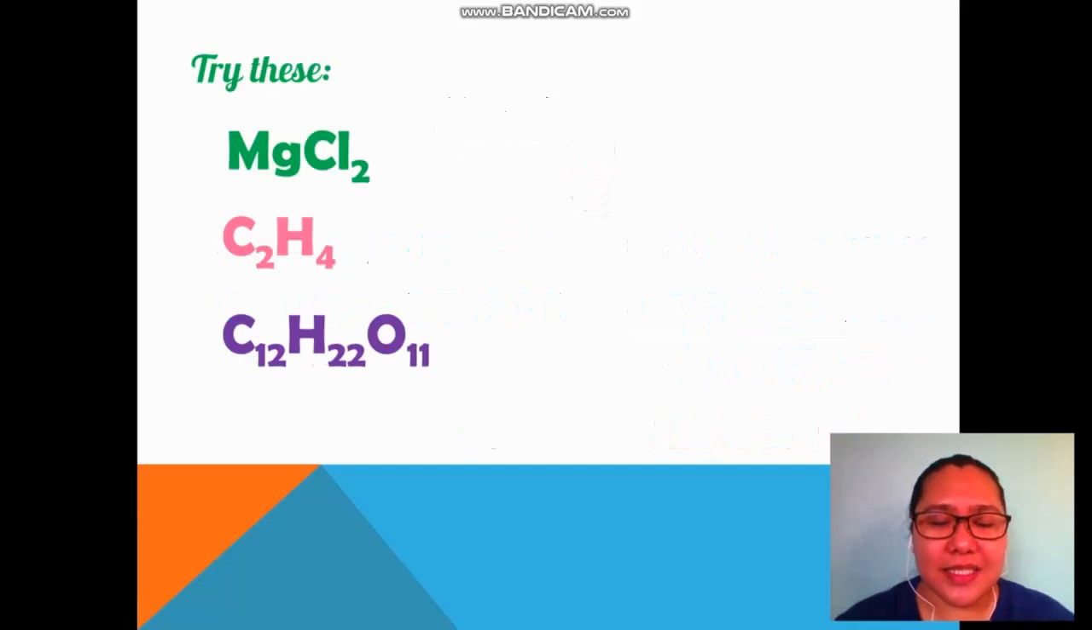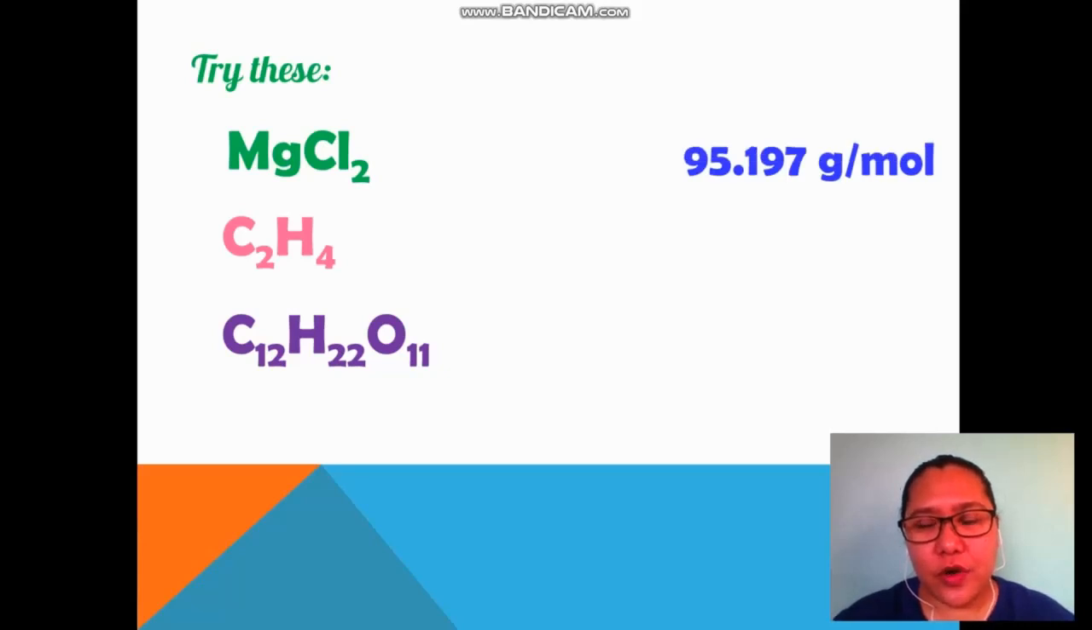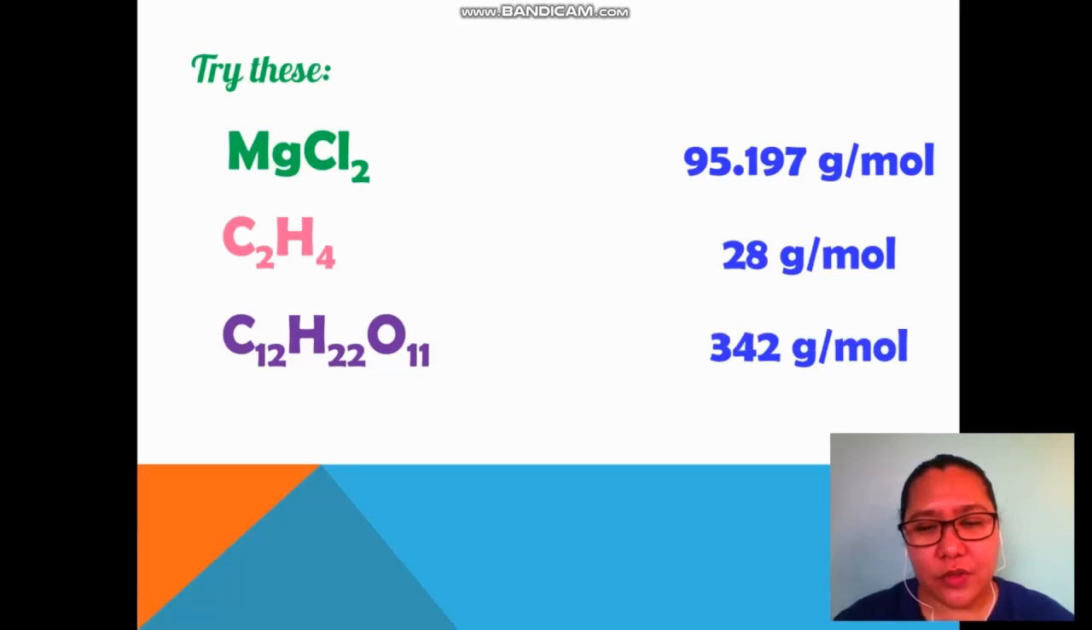So let us try this. Identify the molar mass of the following compounds. Take note of the number of atoms present in each element. For number 1, we have 95.197 grams per mole as computed. And then we have 28 grams per mole. We have 342 grams per mole for this particular compound of sugar.